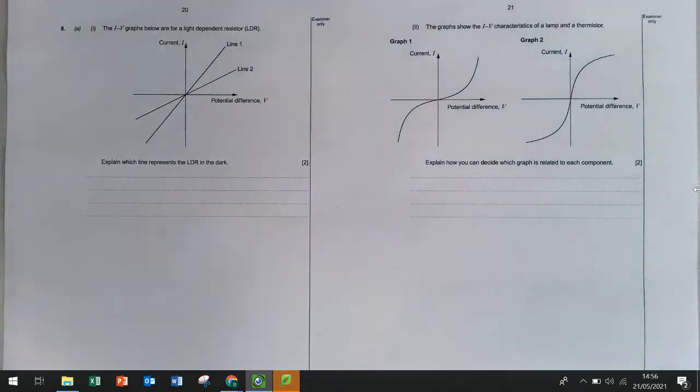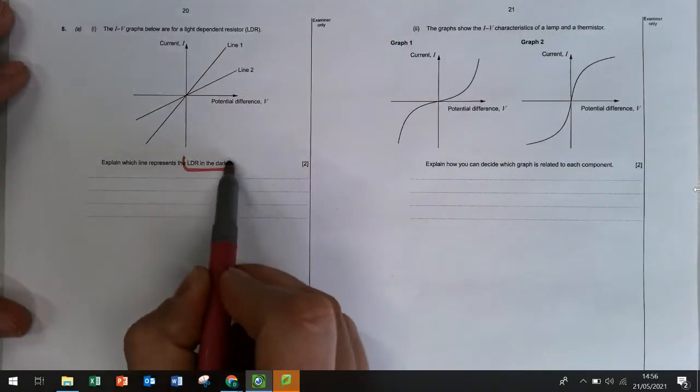To look at an exam question on IV graphs. Pause the video now and try both parts of the question. So which one of these represents an LDR in the dark?